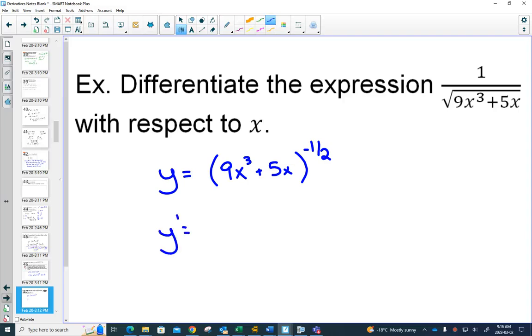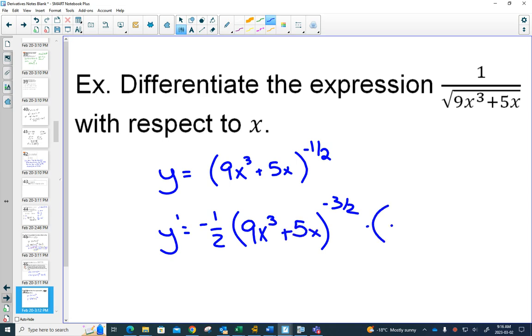So our derivative of the outside, bring the negative 1/2 out in front, subtract 1 from the exponent, keep the inside the same, then multiply by the derivative of the inside. And one can only imagine what the definition of the derivative would look like in this one.